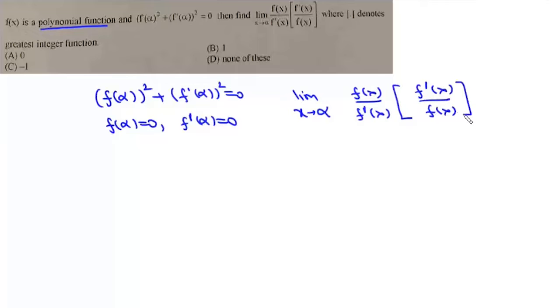We need to find this limit, which is limit x tends to alpha of f(x) upon f'(x) times the greatest integer function of f'(x) upon f(x). Now we know that the greatest integer function of x is always less than or equal to x, and it is strictly greater than x minus 1.